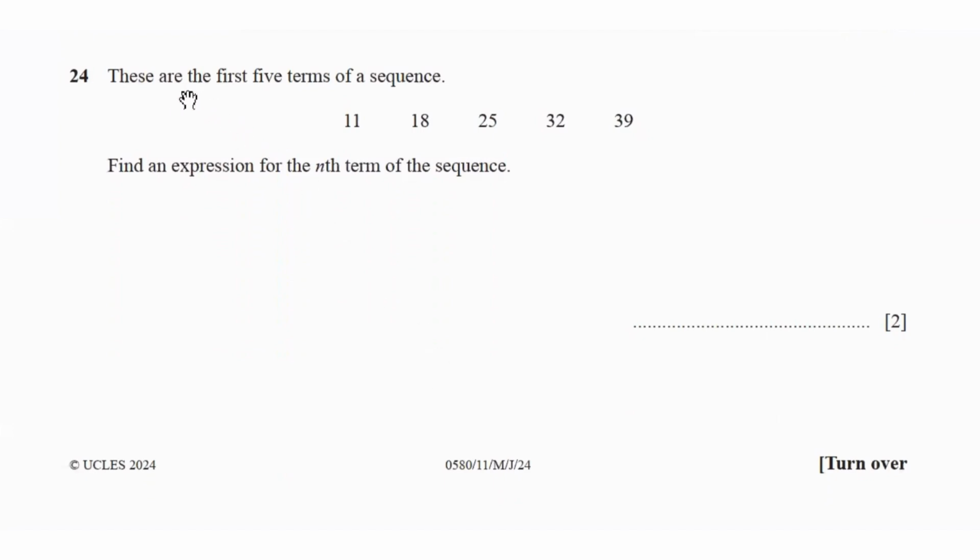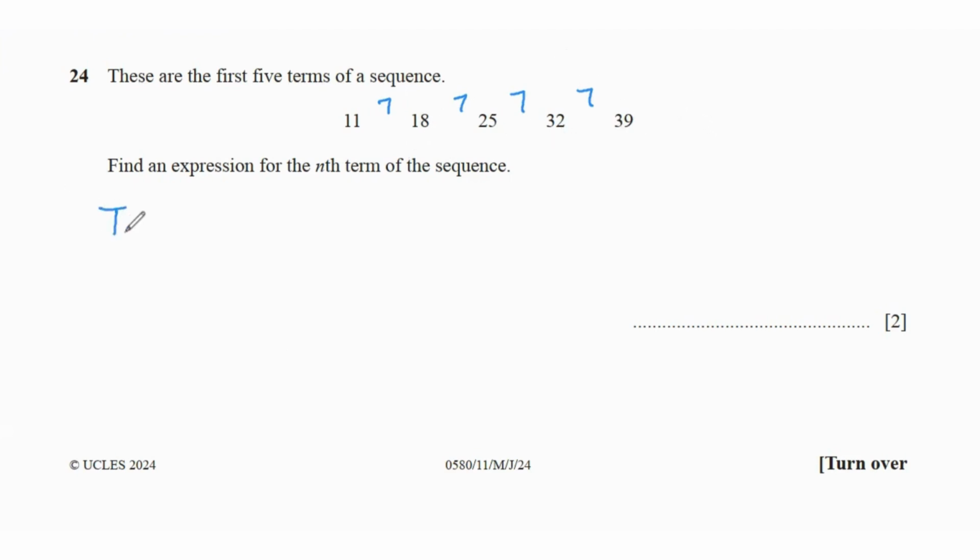Question 24 says these are the first 5 terms of a sequence. So the sequence is 11, 18, 25, 32, and 39. Find an expression for the nth term of the sequence. So for the nth term, first you see whether there's a common difference or not. 18 minus 11 is 7. 25 minus 18 is 7. 32 minus 25, 7, and again 7. We can clearly see that there's a common difference of 7 between each of these terms.